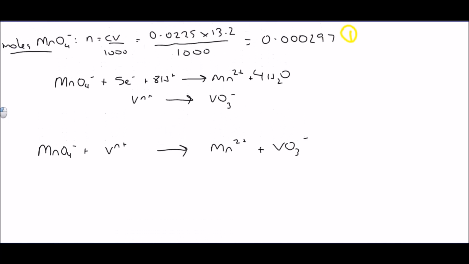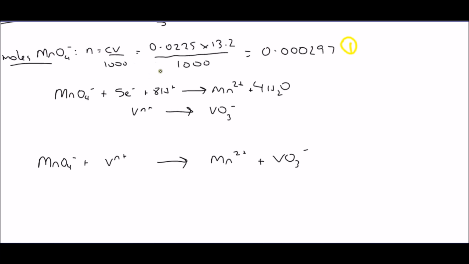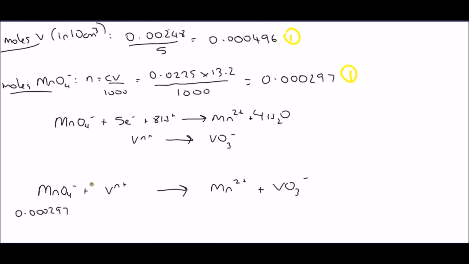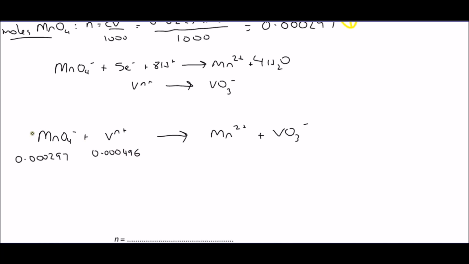Okay, now for ease and for clarity, I'm going to write my numbers underneath, so I know that when I do this titration, it's this many moles of manganate reacting with this many moles of Vn plus. Okay, so the next thing I want to work out is what is the stoichiometric ratio. What are the big numbers that go in front of these two things in the equation? So for that, I'm going to find the ratio between these two numbers, and what I find is that it's 1 to 1.67. Now, you should all know that in chemical equations we don't have decimals, so I can't put 1 MnO4 and 1.67 Vn plus. That doesn't work.